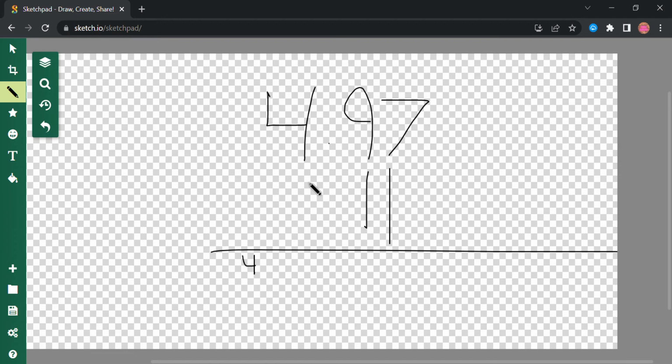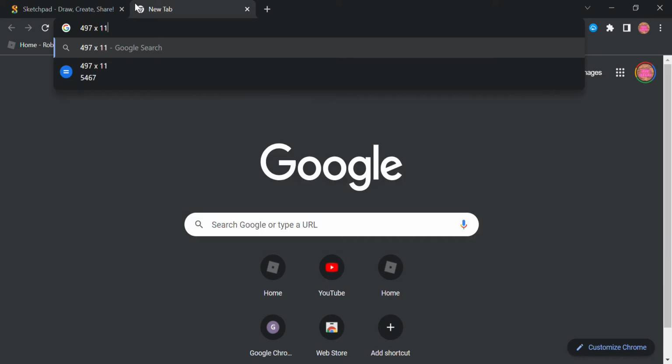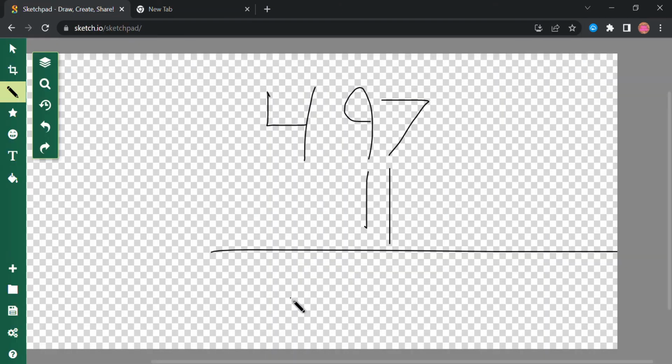4 plus 9 is 13. Well, you don't put 13 here because that would give you a 5-digit number in the end. So what you would do is you carry over like you do in normal addition. 13 plus 4 is 17. But we're not going to make it 17, because in the end, 497 multiplied by 11 is 5467. So we just carry it over like this.